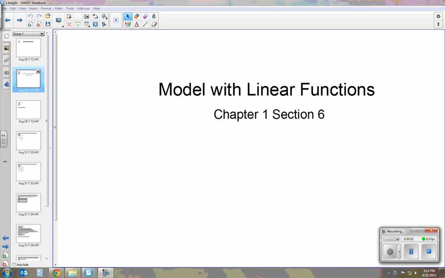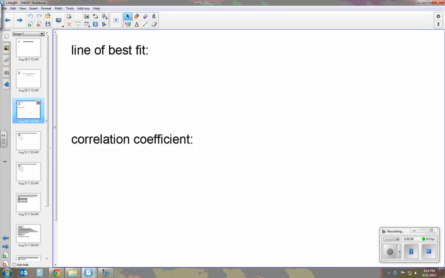Today I'm going to be talking about modeling with linear functions. So we have two vocab words that we have to define, the line of best fit and correlation coefficient. Now, the line of best fit is if we have, let's say, a scatter plot.